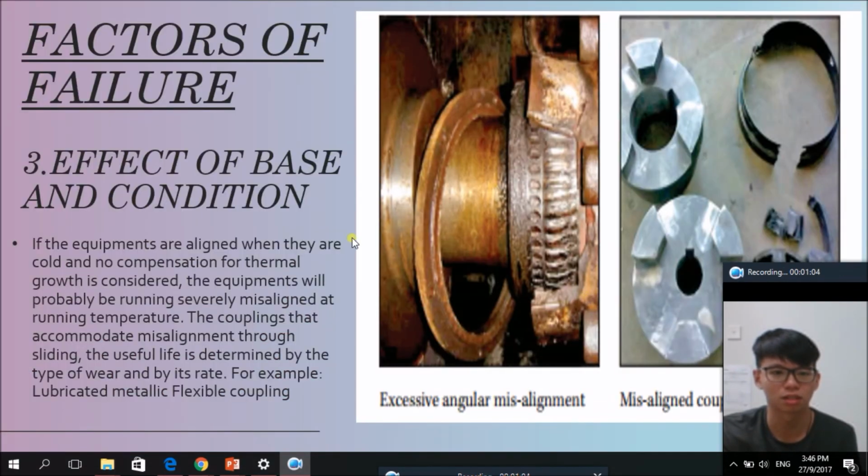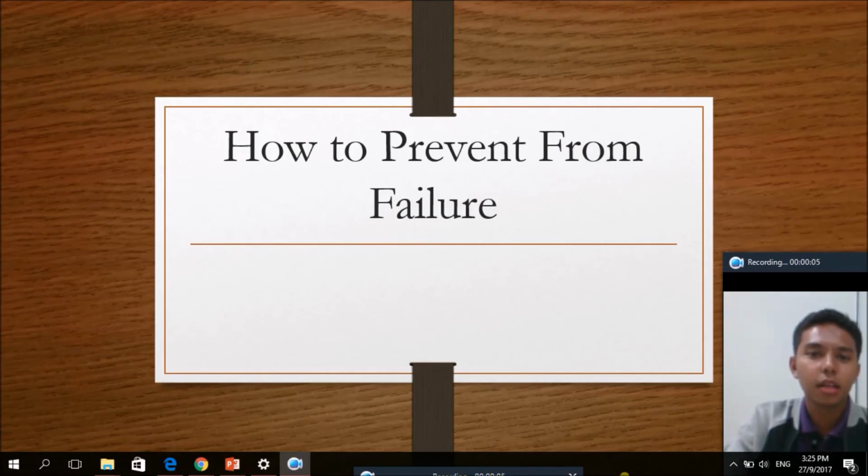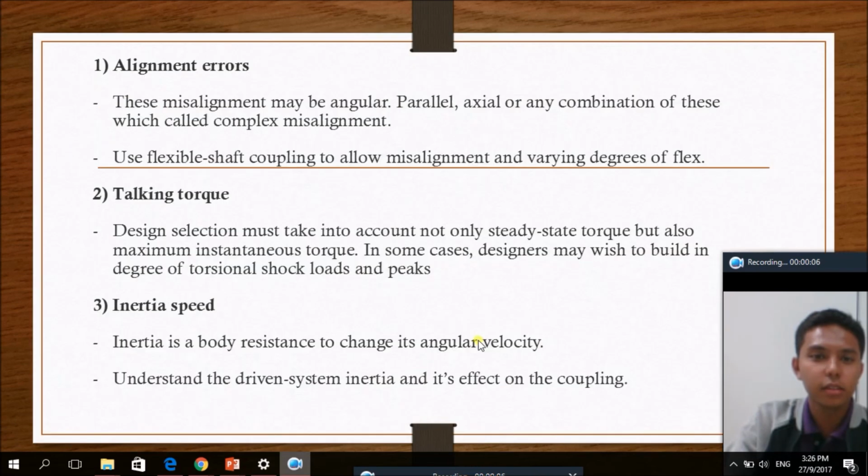And the last one is due to the effect of base and condition. If the equipment is aligned when cold and no compensation for thermal growth is considered, the equipment will probably be running severely misaligned at running temperature, like the example shown here. Thank you.